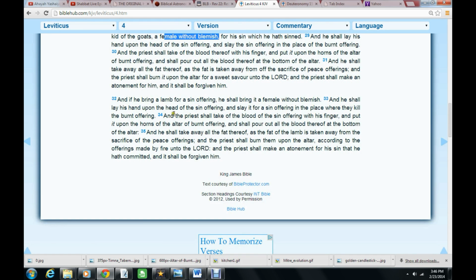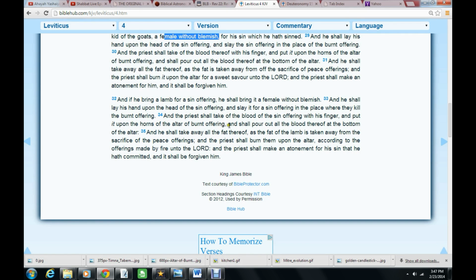And if he bring a lamb for a sin offering, he shall bring it a female without blemish. So if you bring a lamb, it got to be female. And he shall lay his hand upon the head of the sin offering. So the sin offering is a lamb. And slay it for a sin offering, in a place where they kill the burnt offering.